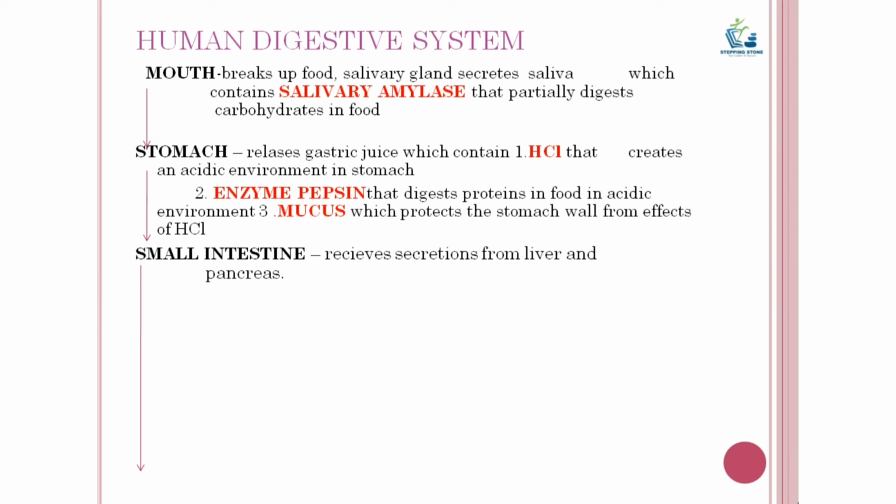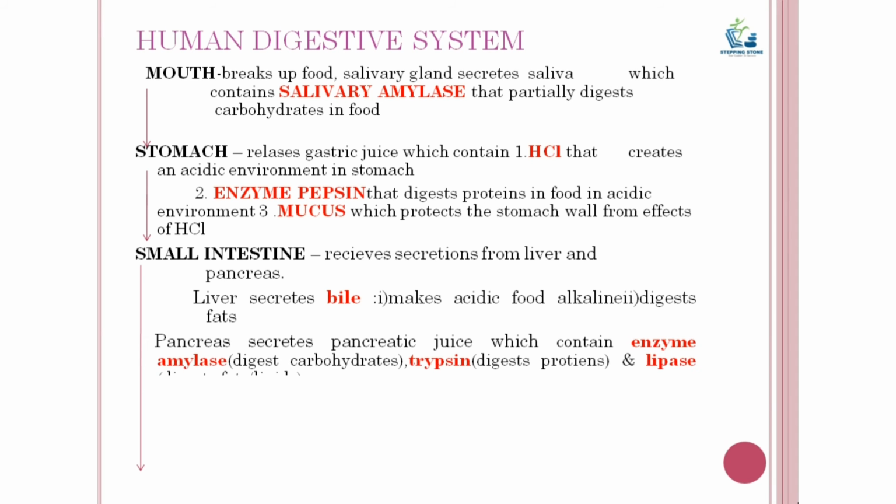The small intestine receives secretions of two glands, liver and pancreas. The liver secretes bile, which is a greenish yellow liquid made in the liver and normally stored in the gallbladder. Bile breaks the fats or lipids present in food, and also it makes the acidic food coming from the stomach alkaline, so that pancreatic enzymes can act on it.